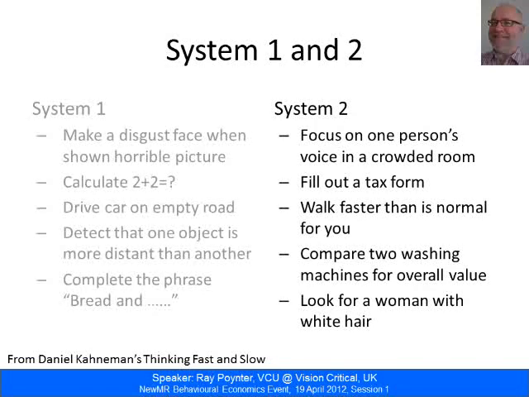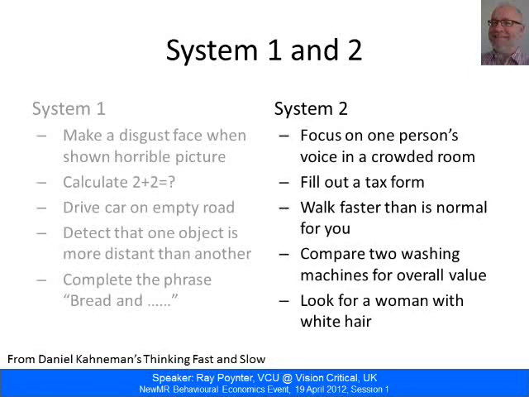So if we're asked to focus on one person's voice in a crowded room, we actually have to work quite hard, and there's a cognitive load. Filling out a tax form, it can be quite exhausting to fill out a really long form with lots of information, because that's when we think about brain work being exhausting, when we're using System 2.